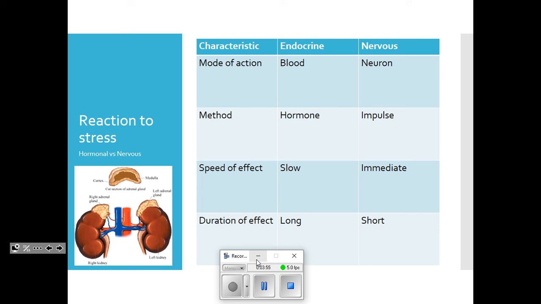On the flip side, the duration of the effect for your endocrine system's response to stress is fairly long. It's not like after having secreted a bunch of hormones into the blood, the effect will just end a few seconds later. Whereas with your nervous system, once the impulse stops happening, then we stop having the effect. So the endocrine system is slow to get going, but the effects last longer. The nervous system gets going really quick, but the effects don't tend to last as long.